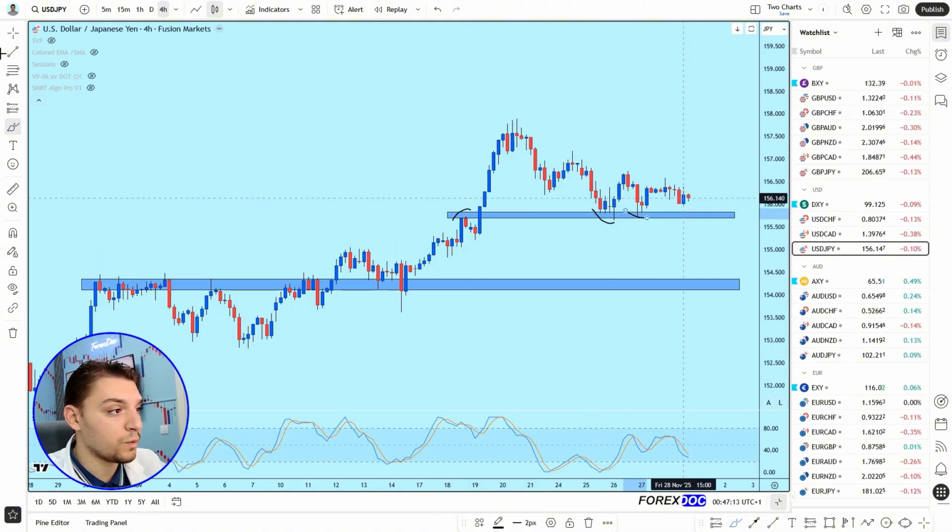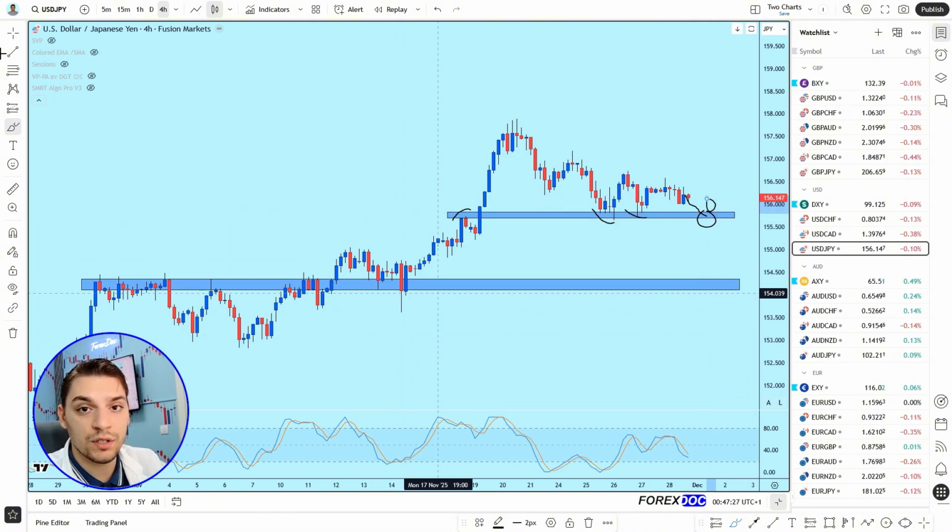So what we can do is to wait for the price to test this zone again, and ideally stochastic RSI will give us buy signal. Now if that happens and price forms bullish reaction, that can be a good place to enter a buy trade and catch this bullish trend.